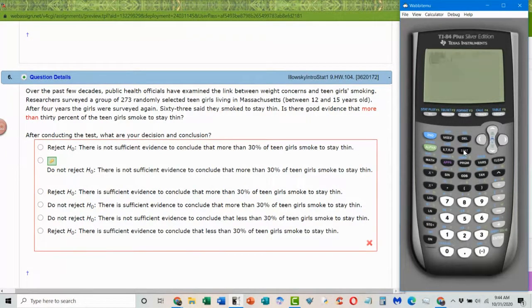So, right? To do this test, we have a proportion. We go to one proportion z-test, which is number five.